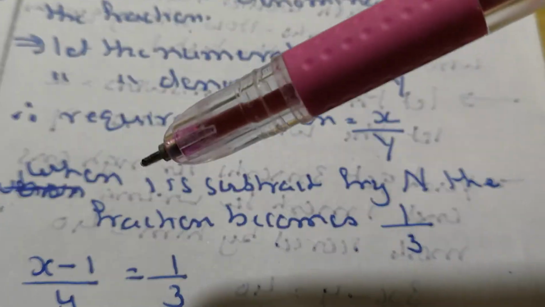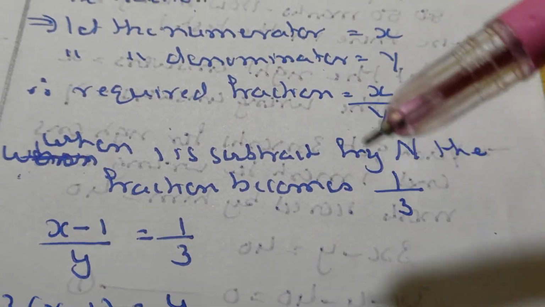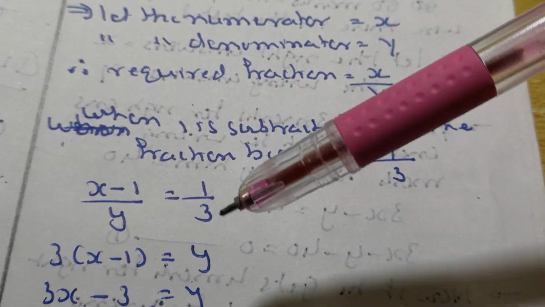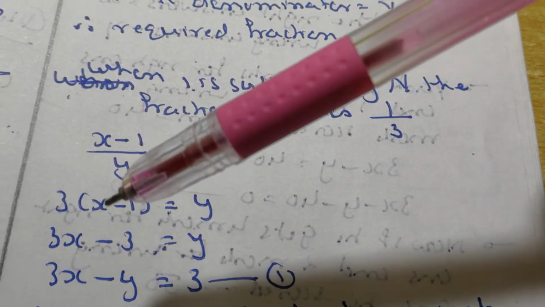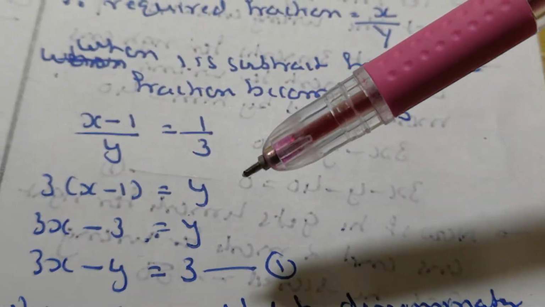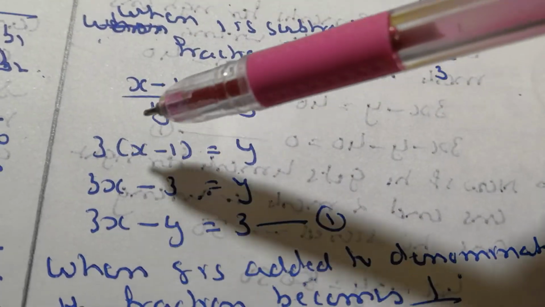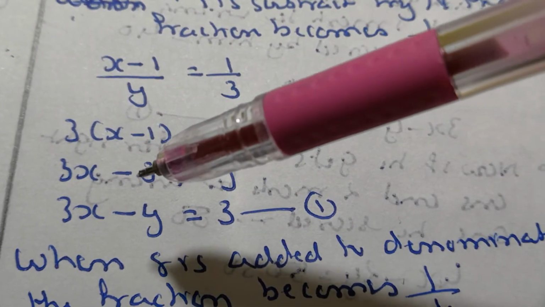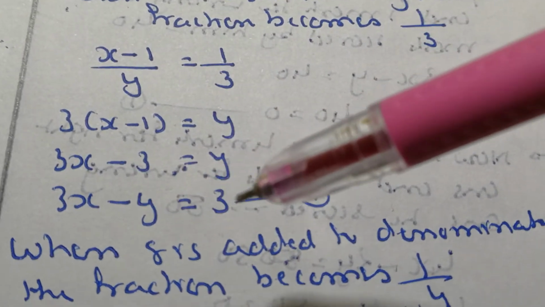So according to the first condition, when 1 is subtracted from the numerator, the fraction becomes 1 upon 3. That is, x minus 1 upon y is equal to 1 upon 3. Cross multiplication: 3 into x minus 1 is equal to y. And 3 multiplied by x minus 1, that is 3x minus 3, is equal to y. Y shifted to the left hand side and minus 3 shifted to the right hand side. So 3x minus y is equal to 3. That is my equation number 1.